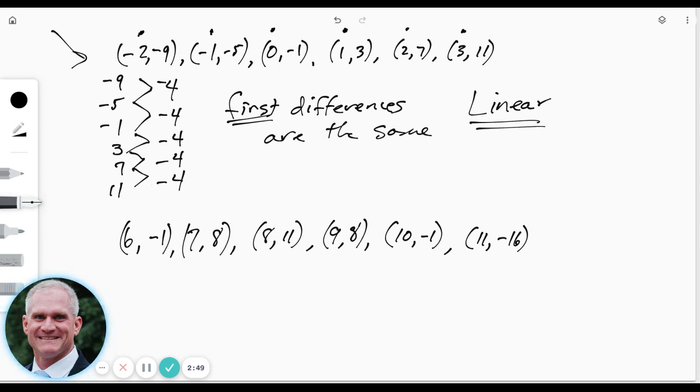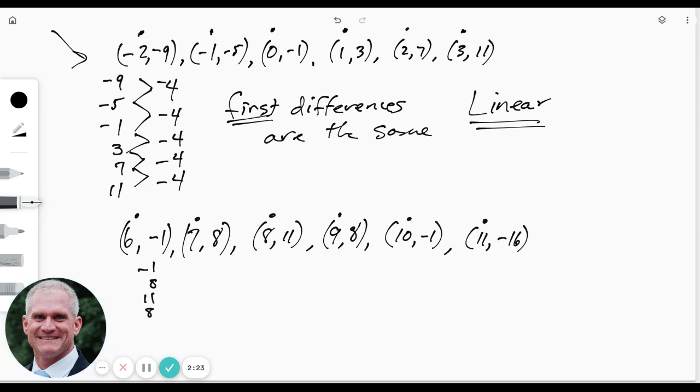Let's check the second one down here and see if we get something similar. Well, first we look at our x values to make sure they're in order. 6 to 7 is 1, to 8, 9, 10, 11. Perfect. They're perfectly in order, so we can proceed. So the first thing we do is we look at the differences between the y values. I'm going to write small here so we can see it all.